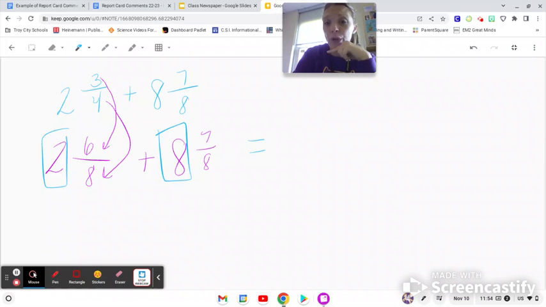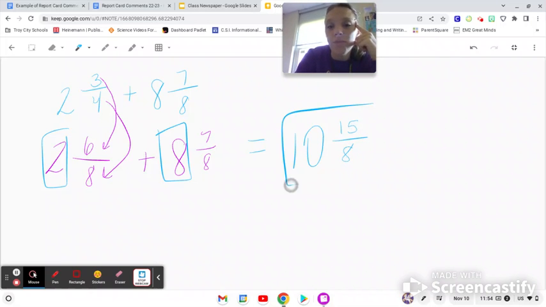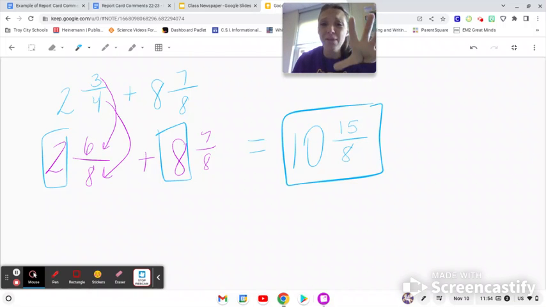This is kind of like the easier way to do it, I'd say. So we'll add the whole numbers first. So 2 plus 8 is 10. And then we'll add the fractions next. So we'll think 6 eighths plus 7 eighths is 15 eighths. And for right now, I'm going to have them leave this improper fraction as an answer.